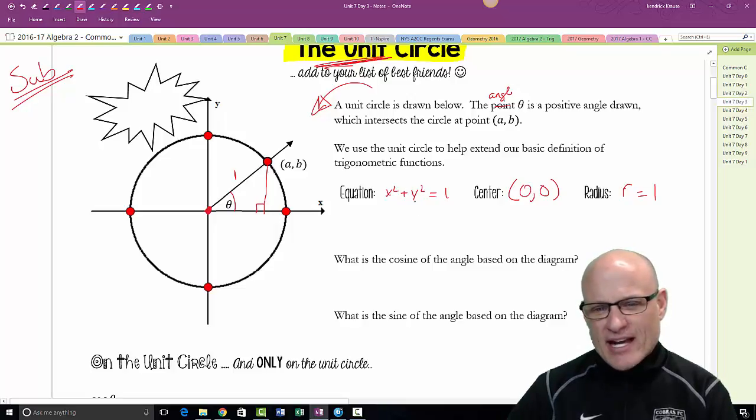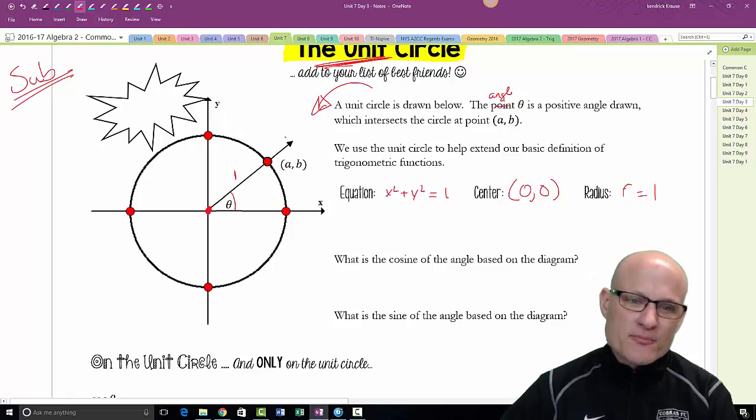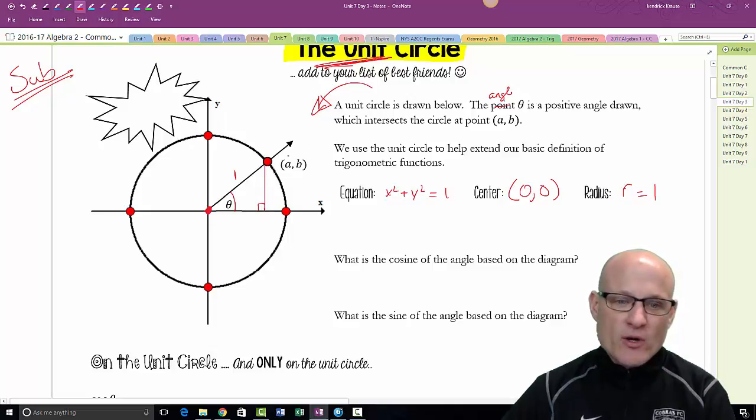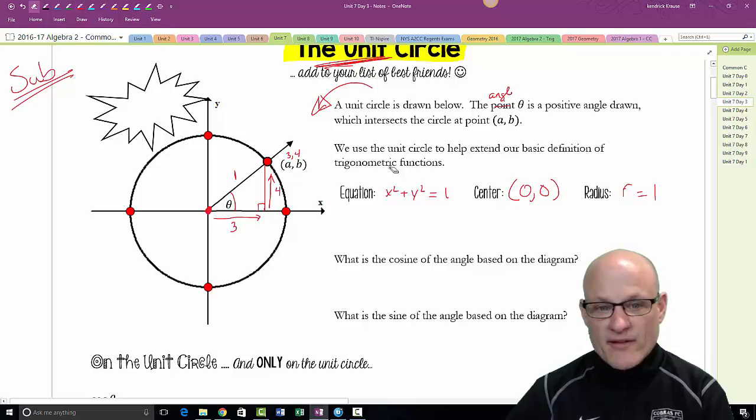Well, instead of using x and y here, one of the things we can talk about is this length here. A and B is sort of abstract for some of you. What if I said this was the point (3, 4)? You'd say, oh, I came out 3 and up 4. That means this length here would be 3 and this length here would be 4. Now that's kind of concrete, and I think you can understand that.